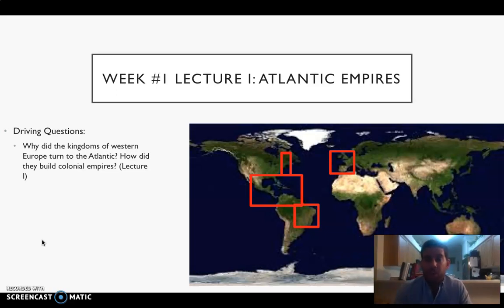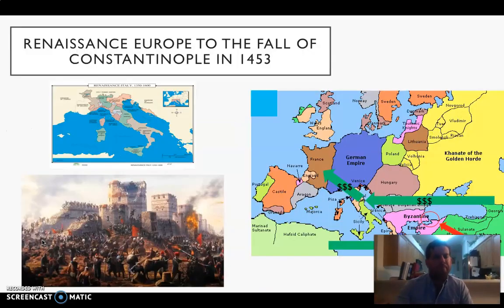But that doesn't really explain why the Europeans were so interested in colonization. So we'll look at what drove them there, and then we'll talk a little bit about how they built their empires and similarities and differences between them.